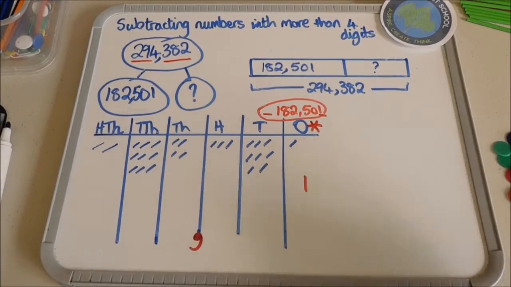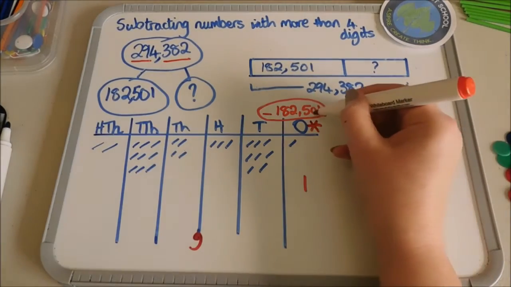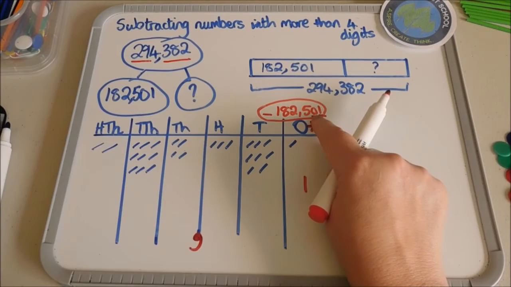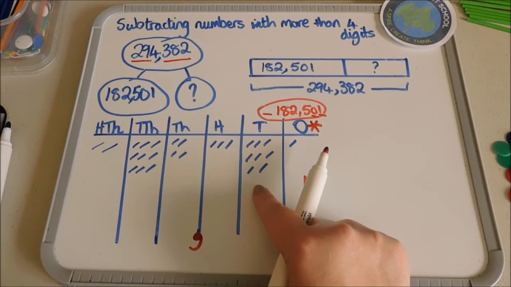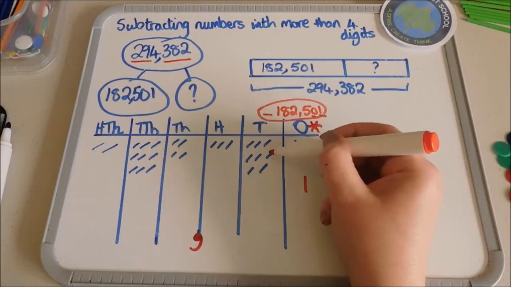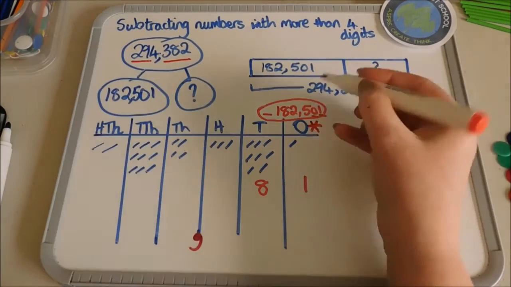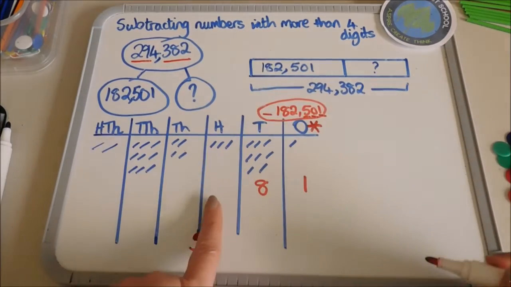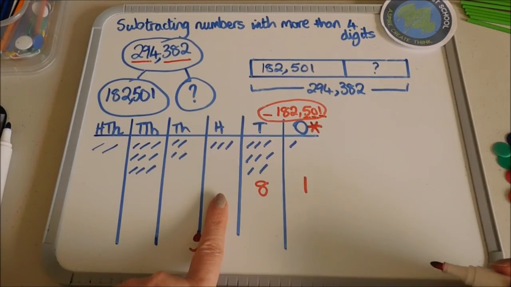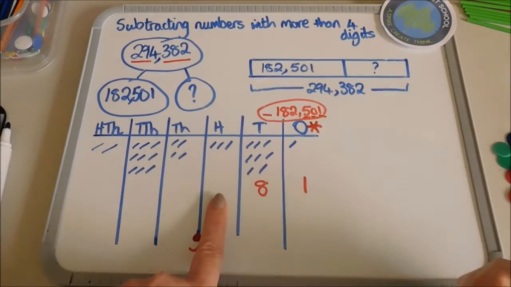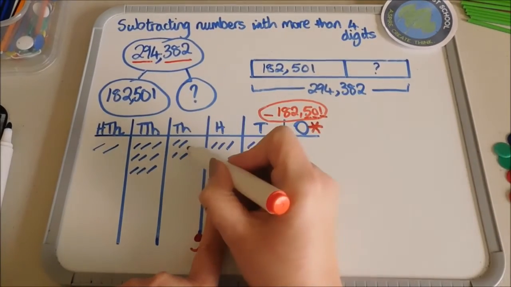and that leaves me with 1. Now I'm going to move to my tens column, and it says to take away nothing. I'm not going to take anything from there, so that leaves me with 8 in there. Okay, now I'm going to go to my next column and I need to subtract 5 from here, but I only have 3. So I can't take away 5 if I've only got 3, so that means I have to exchange.